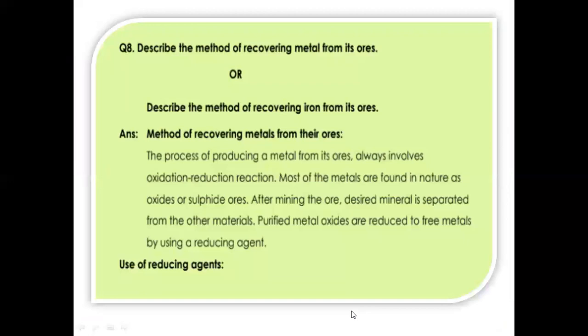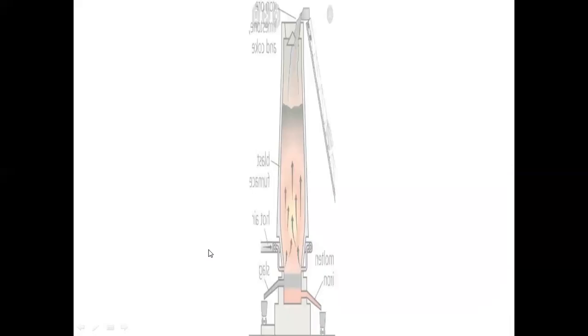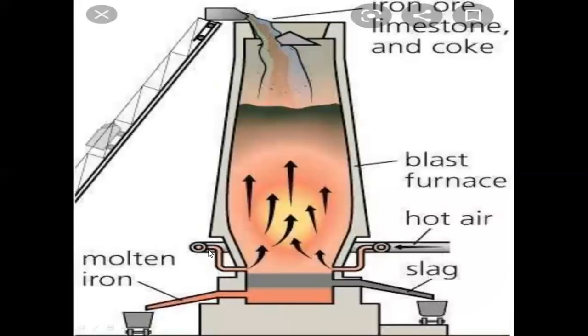Question number 8, describe the method of recovering metal from its ore, or describe the method of recovering iron from its ore. The process of producing a metal from its ores always involves an oxidation reduction reaction. Most of the metals are found in nature as oxides or sulfides. After mining, the oxides are reduced to free metals by using a reducing agent. We can use carbon monoxide or hydrogen as a reducing agent for this purpose.